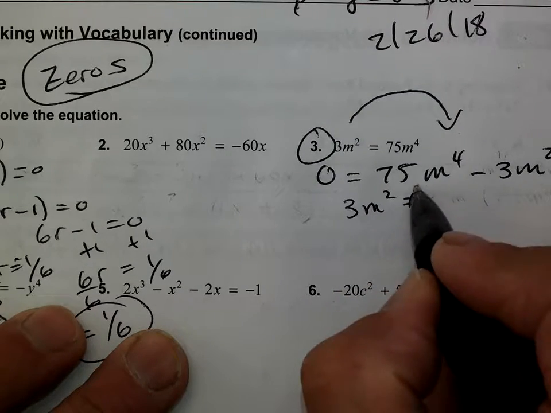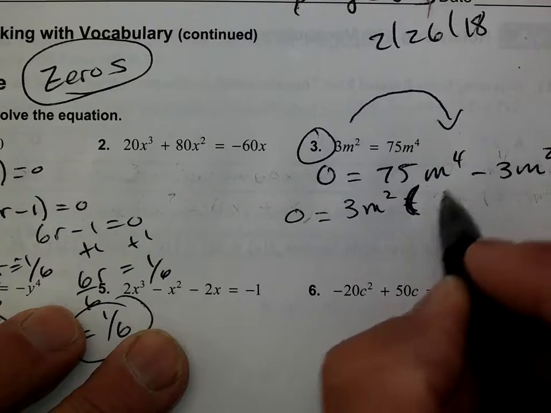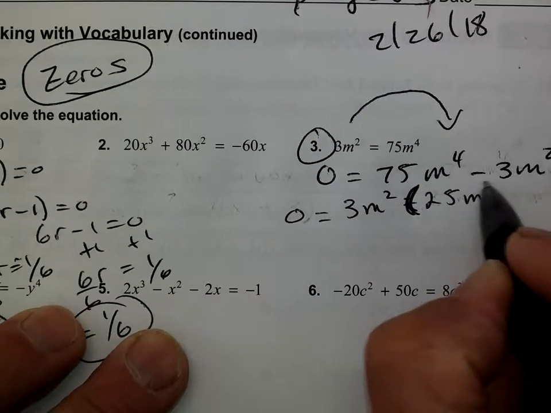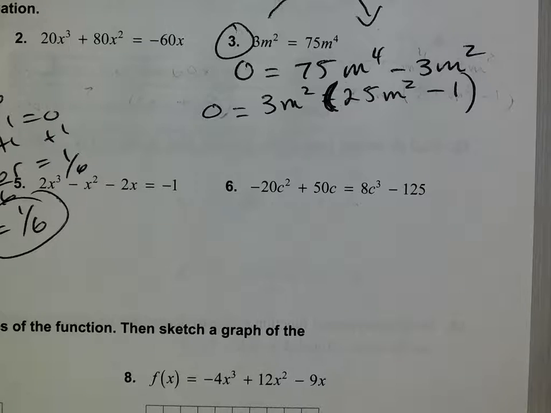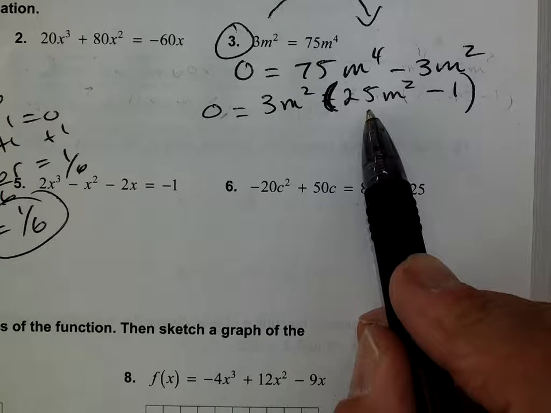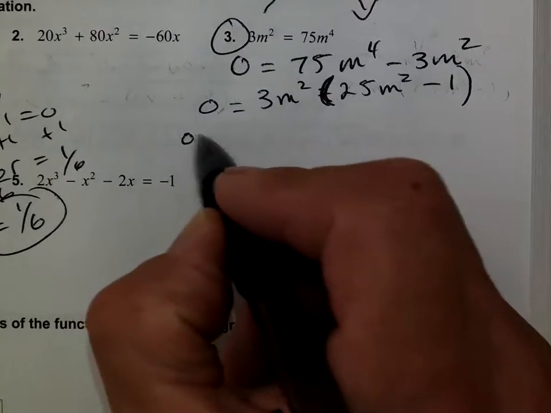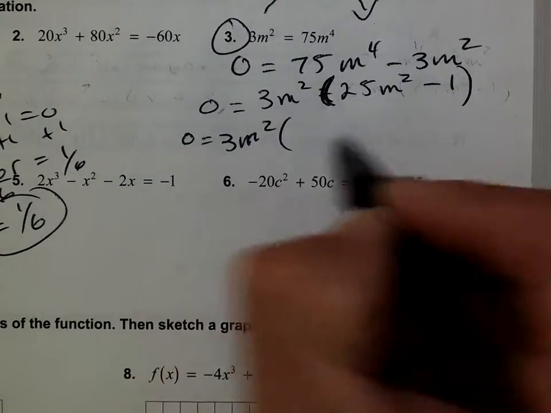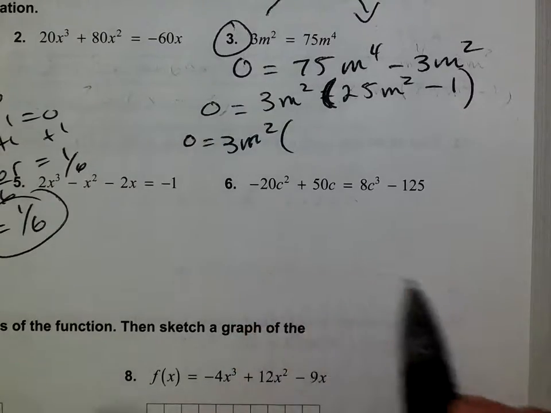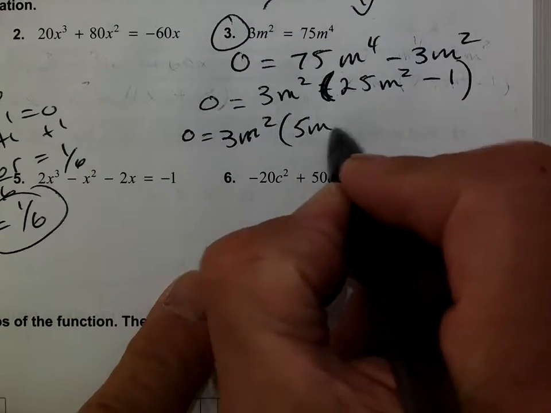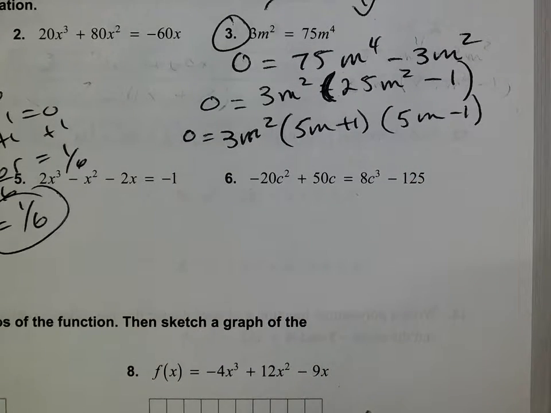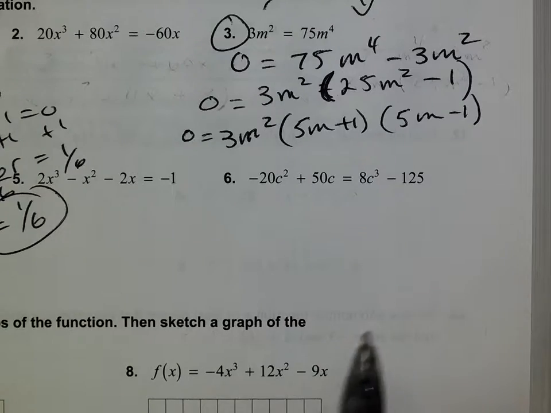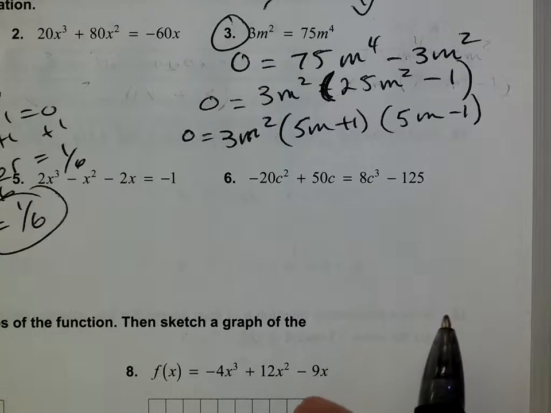And I'm going to have a parentheses, 25m squared minus 1. I think I can factor again. That'll be a 5m plus 1, 5m minus 1. So my 3m squared is still on the outside because I pulled that out. But now I'm going to factor that into a 5m plus 1 and a 5m minus 1. And then I've got my little mini equations. I just have to set them equal to 0 and solve.